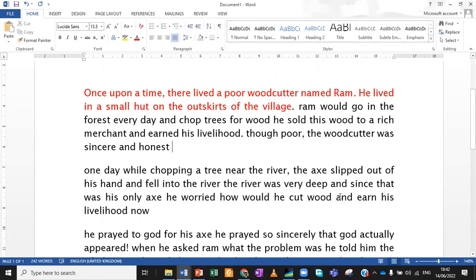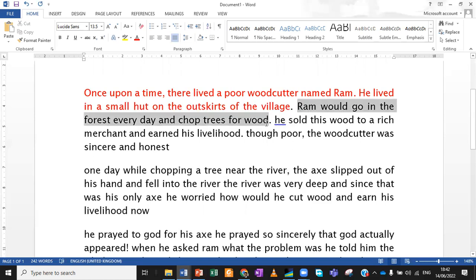Ram would go to the forest every day and chop trees for wood. What would you do? So that is a full stop there as well. Perfect. Full stop. What should I do again? So the R in Ram should be a capital R. Perfect. That's good. Continue, please.